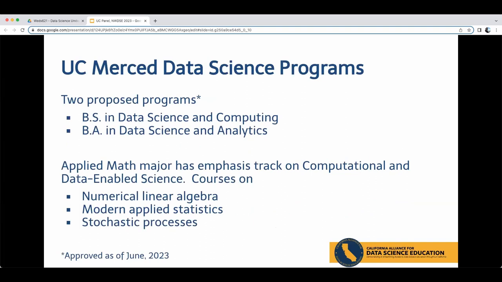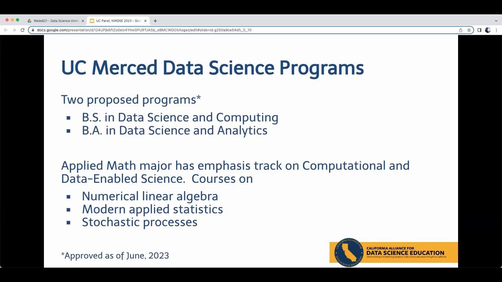All right. So we currently don't have a data science program, but two programs just got approved within the administration. The first one that I'm involved in is a Bachelor of Science in Data Science and Computing, and another one, a Bachelor of Arts program in Data Science and Analytics. The Data Science and Computing program is run within the School of Natural Sciences, and the Data Science and Analytics is run in the School of Engineering, which will eventually go into the School of Management, once the School of Management is finally formed.